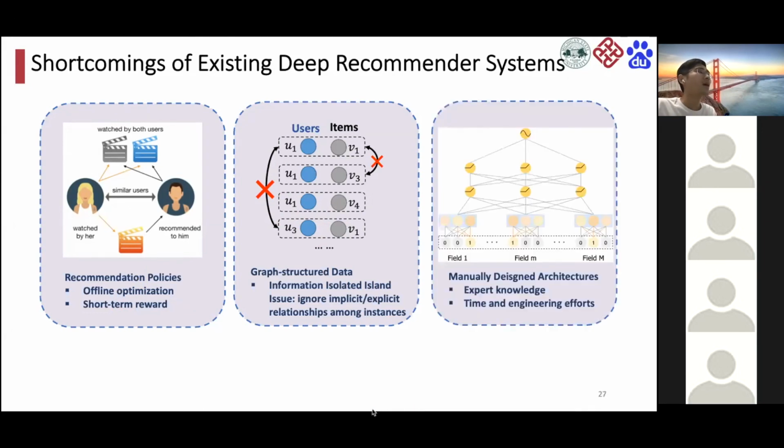Last, existing deep recommender systems are based on manually designed architectures, but this requires a lot of expert knowledge of deep learning and recommender systems. It also takes a lot of time and engineering effort. Okay, this is all for the fundamentals of deep recommender systems. In the next part, Xiangyu will present the reinforcement learning-based recommender systems.